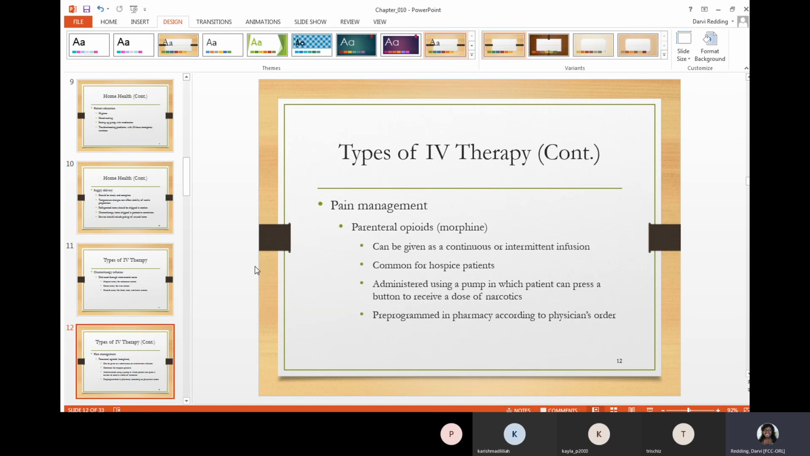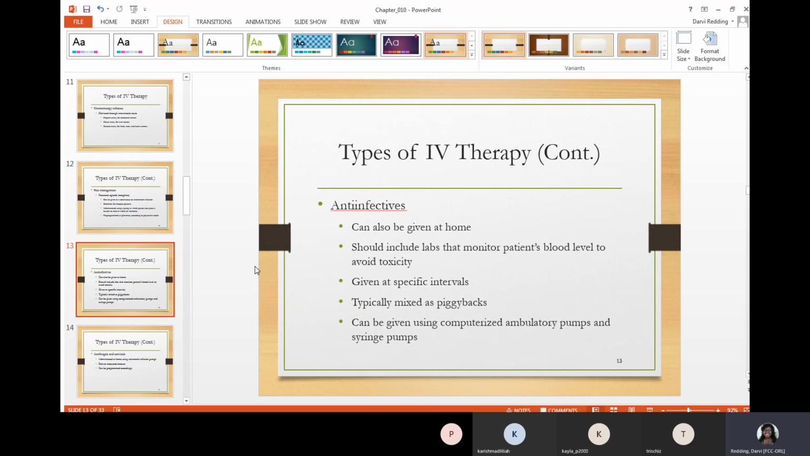But there is a specific way that dose is going to be given because they can't just keep pushing the button and then the drug can keep coming. So they can push the button to receive the drug, but it's already going to be calibrated. Now, when a person does receive a parenteral opioid, it can be pre-programmed in the pharmacy according to the physician's order. So as we talked about the pain management and the chemotherapy infusion, these are different types of IV therapy.